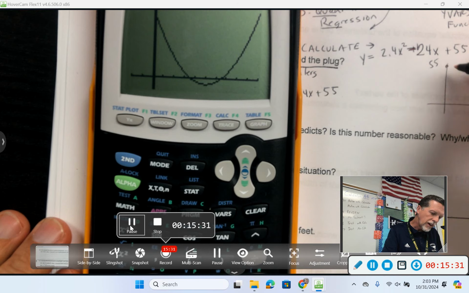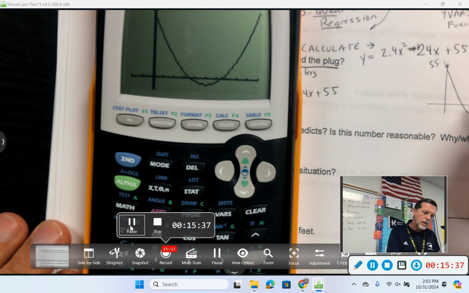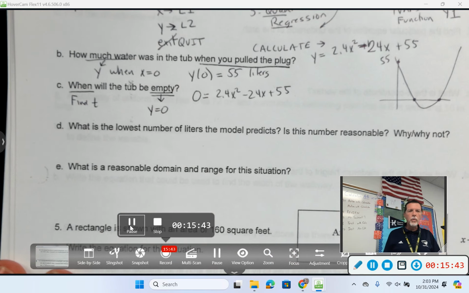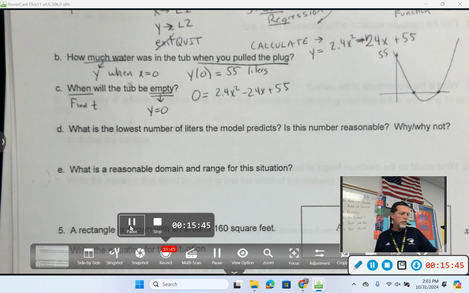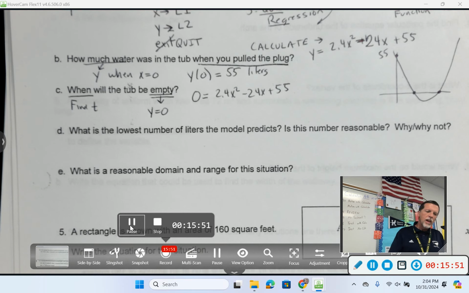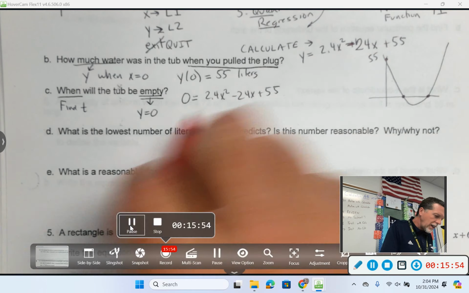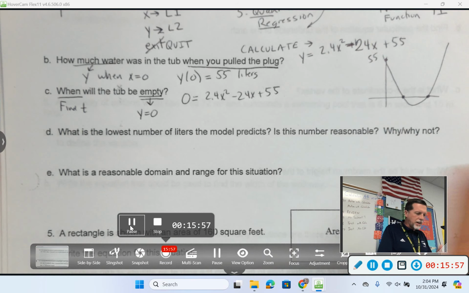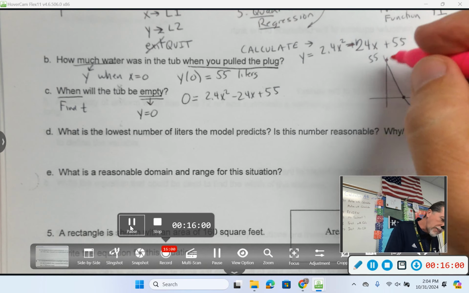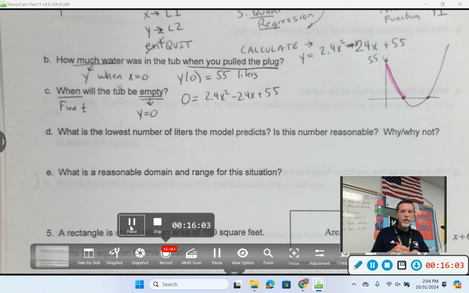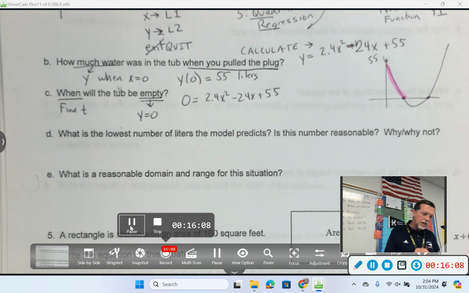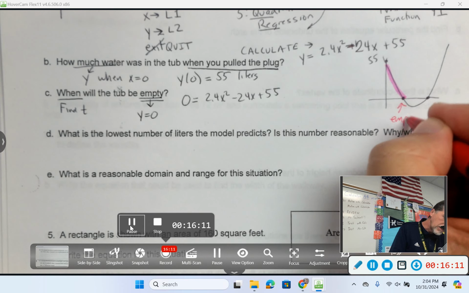So it started at 55. It drained out. It looks like I have 2 zeros. So which zero am I looking for where the tub will be empty? Pardon? The first one. Right, this is a modeling problem. And so it assigns the parabola to everything, but the only part of this graph that I really care about is this part. That's the parabola that I care about. After that, we're empty. So there's where the tub is empty.